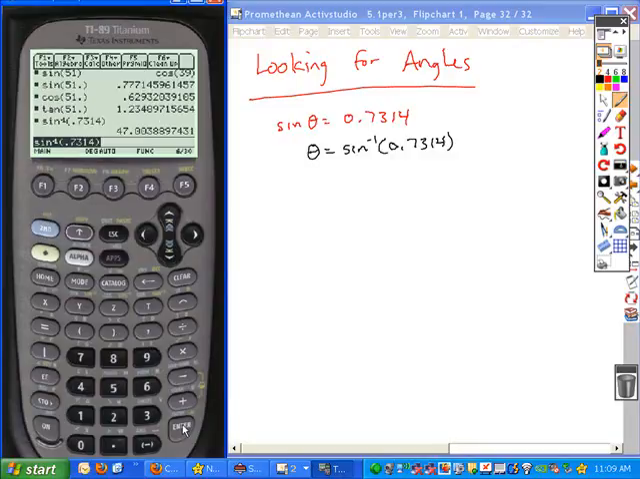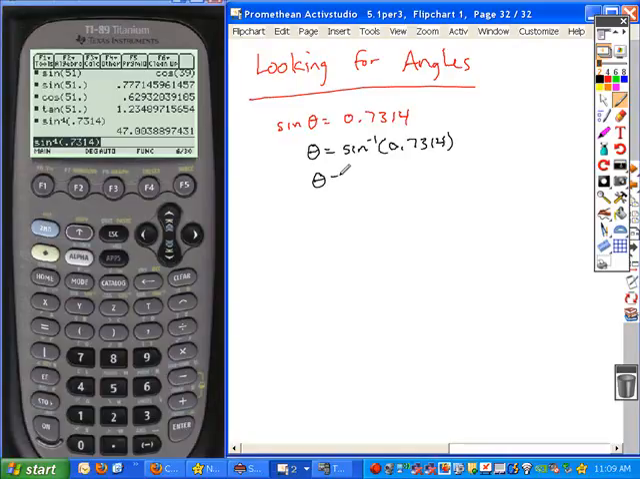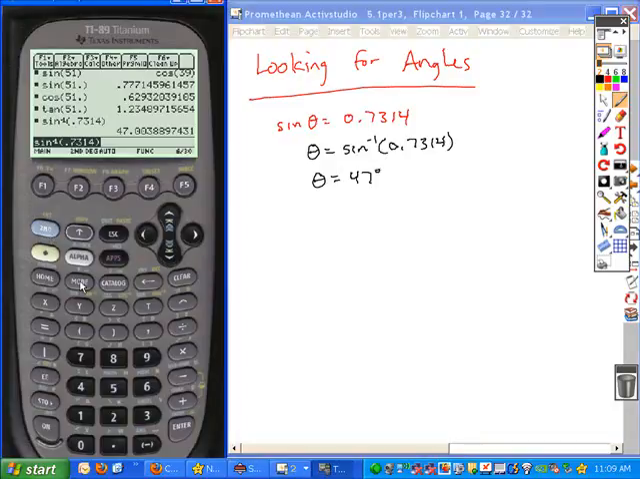I will usually have you round these to the nearest whole degree, sometimes to the nearest tenth. But in this case, to the nearest whole degree, what would our angle be? 47. And you can confirm this. Let's take the sine of 47 and see. Is the sine of 47 equal to 0.7314? Yes. So it confirms that.